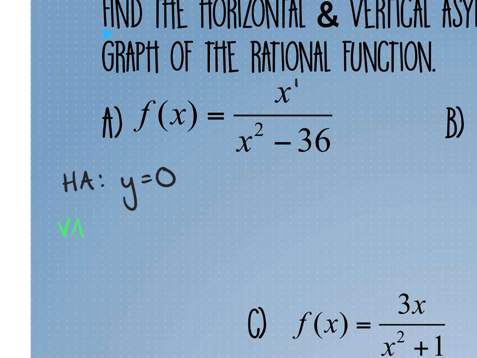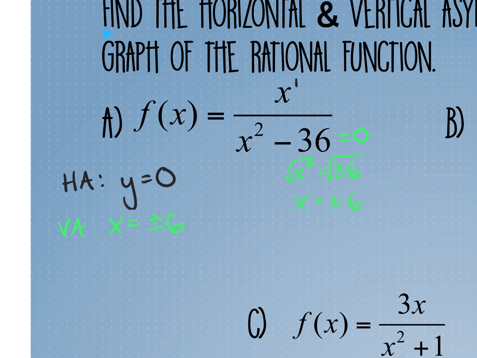Next, our vertical asymptotes. What do we do to find our vertical asymptotes? Set the bottom equal to 0. So here we've got x squared equals 36. What do we do next? Square root both sides. So what does x equal? Plus or minus 6. So our vertical asymptote is x equals plus or minus 6.